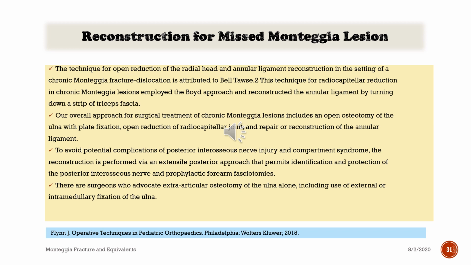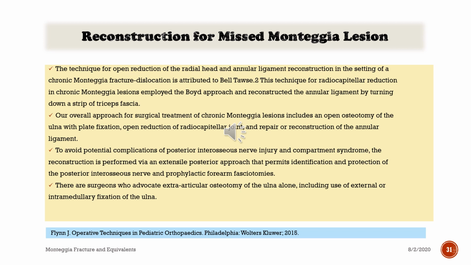The technique for open reduction of the radial head and annular ligament reconstruction in the setting of a chronic Monteggia fracture dislocation is attributed to Bell Tawse. This technique for radiocapitellar reduction in chronic Monteggia lesions employed the Boyd approach and reconstructed the annular ligament by turning down a strip of triceps fascia.